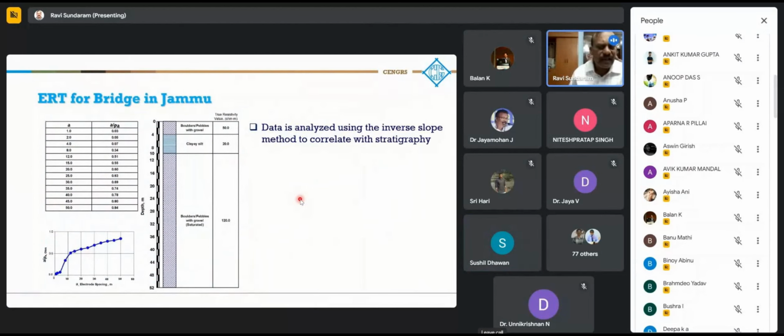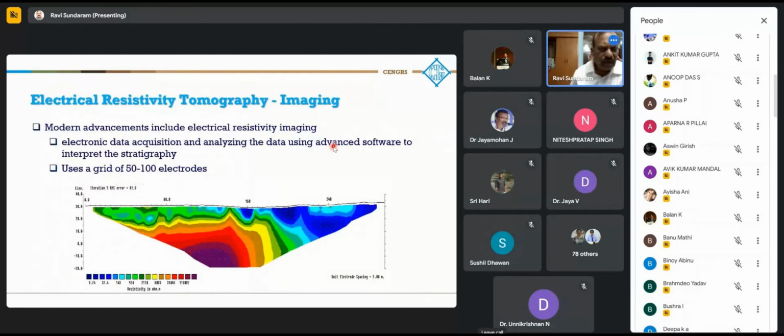This is a typical case where we had used this test to determine the stratigraphy. We plotted the electrode spacing versus a by rho a, and we could identify where data changes were occurring. The data was analyzed with the inverse slope method to correlate it with the stratigraphy. Now, more advanced technologies are available. This is the electrical resistivity tomography or imaging. Here you use 50 to 100 electrodes, and using software you can interpret the various layers using the electrical resistivity tomography.